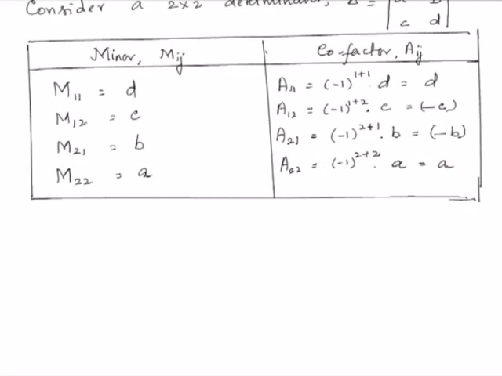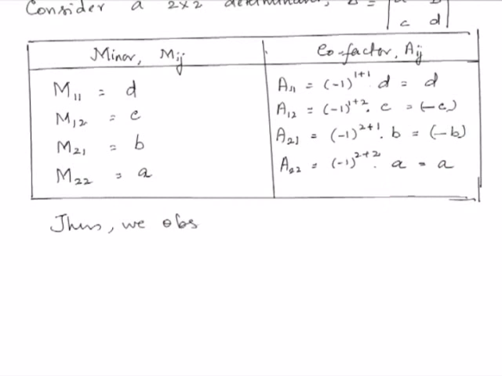So what do you observe? M11 is D and A11 is also D. But M12 is C and A12 is minus C. M21 is B but A21 is minus B. Whereas M22 is A and A22 is also equal to A. So if you observe this tabulation, you will find that where the power is odd, you get a minus sign. So in the alternate positions, yes, in other words, I can say in alternate positions there is a negative sign appearing.